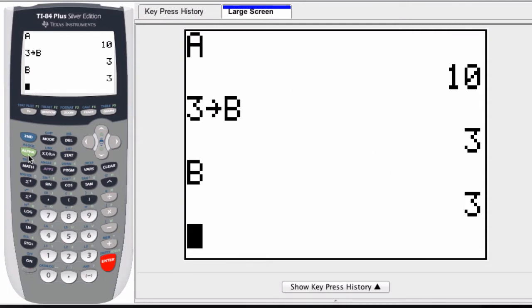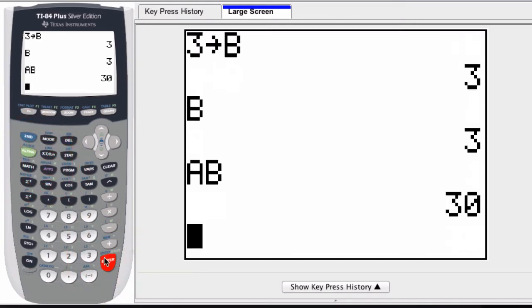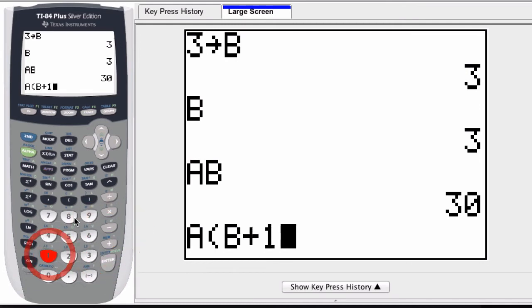So now, let's try some implied multiplication. What happens if I enter alpha A, alpha B, and hit enter? We get 30. So if we put variables next to each other, that's an implied multiplication. I could also do other things. I could hit alpha A times alpha B plus 1. So now the implied multiplication is we're taking B, adding 1 to it, and then multiplying that by A.